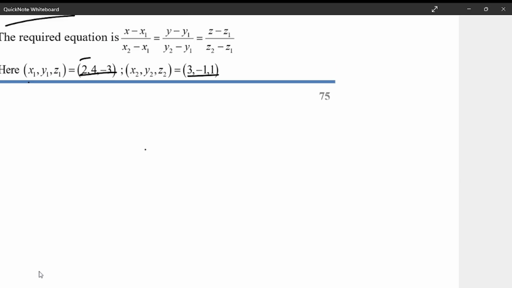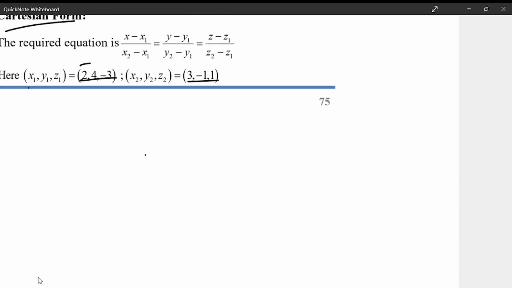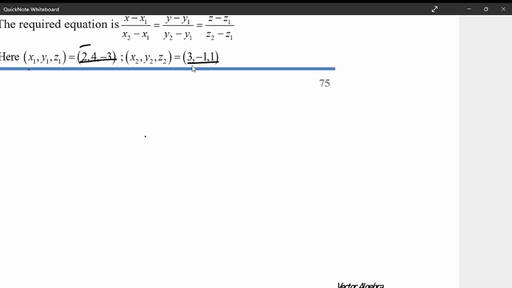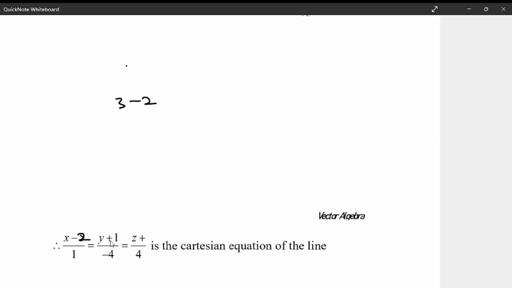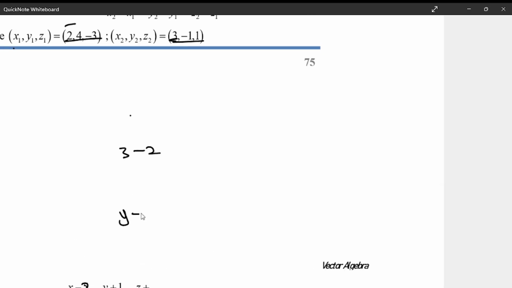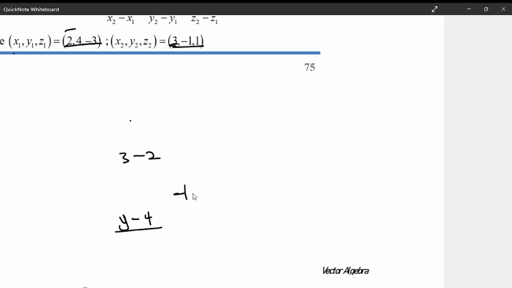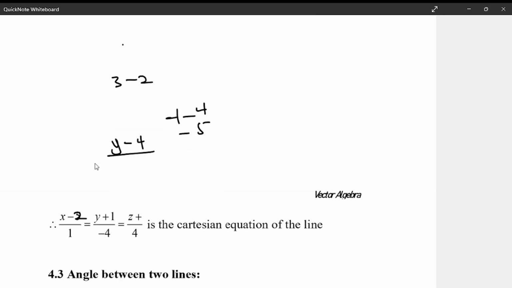Our y1 is, so x2 minus x1: our x2 is 3 minus 2, so that gives us 1. And then our y1 is 4, so I'm going to have 4. And then y2 minus y1 is negative 1 minus 4, and that gives us negative 5. So we are going to have y minus 4 over negative 5. So there is a mistake here.